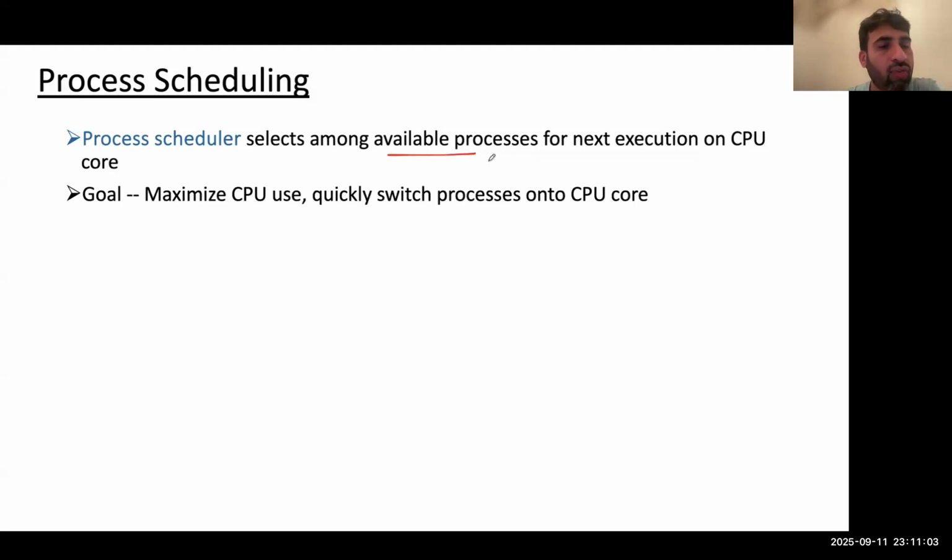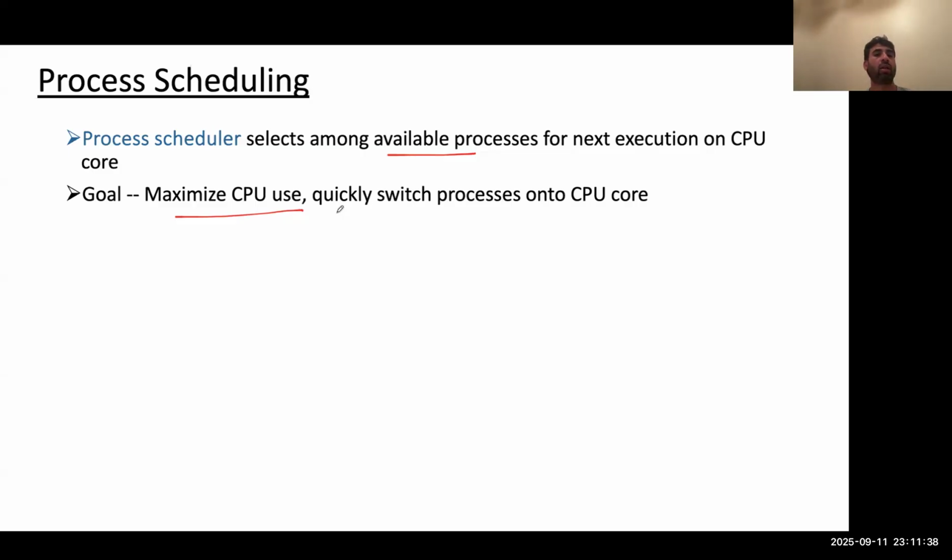So what is the goal of the process scheduler? To maximize the CPU use by quickly switching processes onto the CPU core. Why do we want to quickly switch processes on the CPU core? Because, for two reasons which we have covered in one of the previous slides. One, it is possible that a process running on the CPU core requests an IO and now it is waiting. So if we don't switch it out, then it is wasting the CPU resource, right?